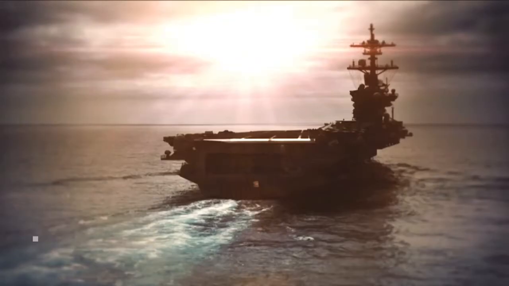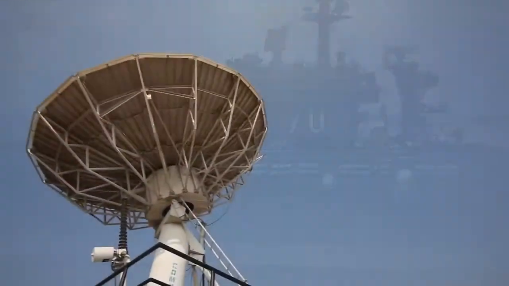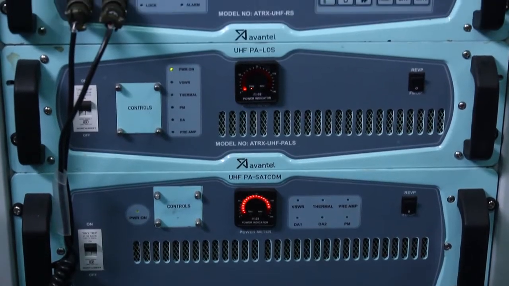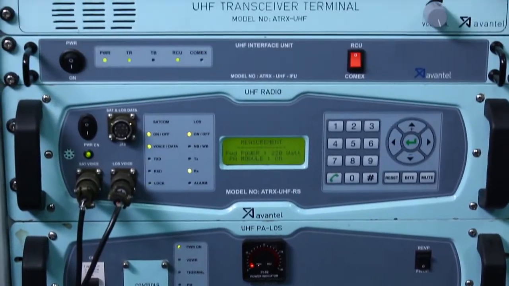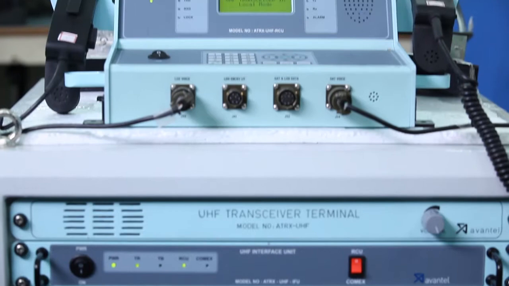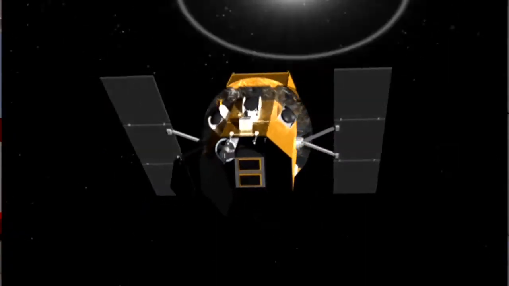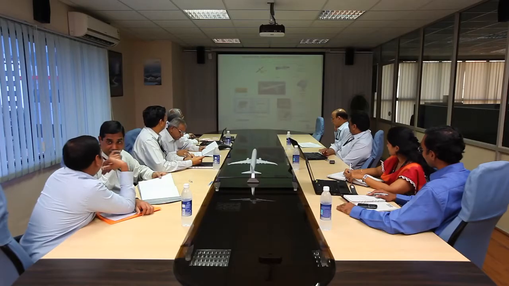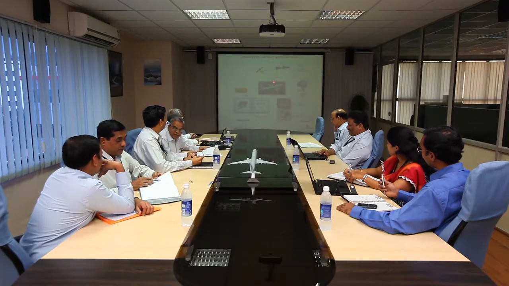Thinking different, we have also helped the Navy overcome the coverage limitations of line of sight by designing a UHF radio which simultaneously uses both line of sight and satellite communication. Building capability and resources is not limited to the SATCOM area.